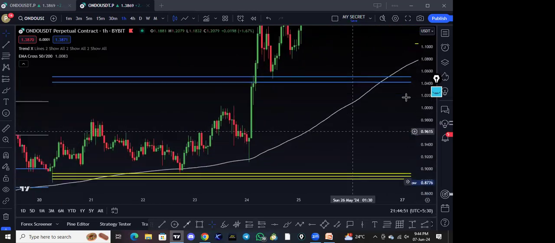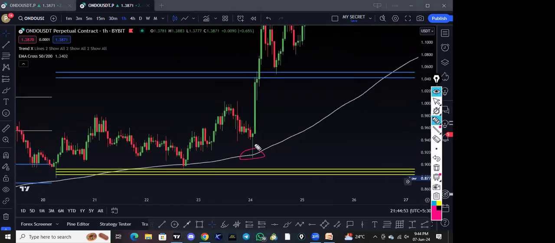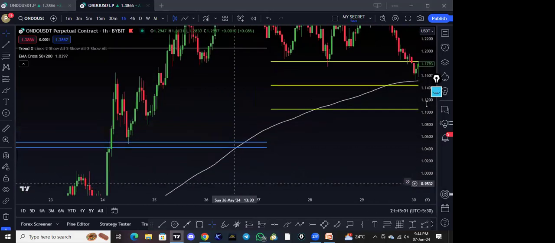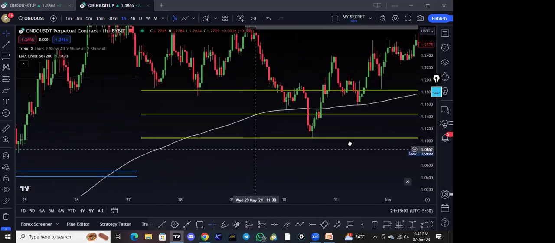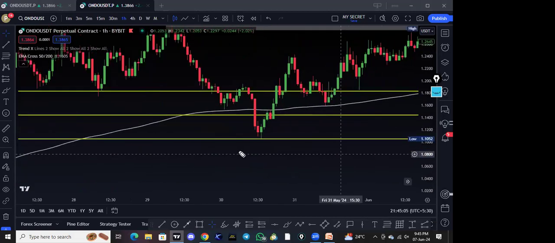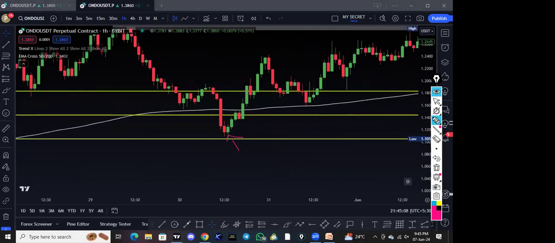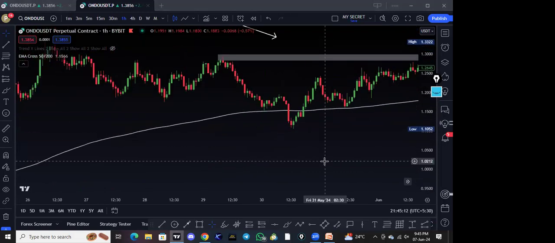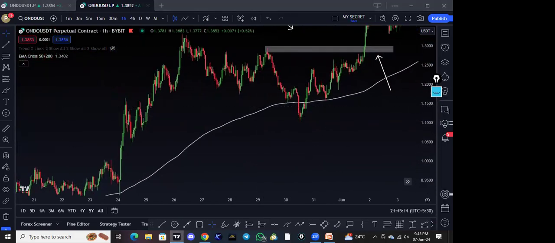And you can see here it took support and it made a hammer. Perfectly it made a hammer here, and even here. That is magic, isn't it? This is a really, really magical thing to work with. Here it's very nice. See, below the 200 moving average, it's short. We have to take short.